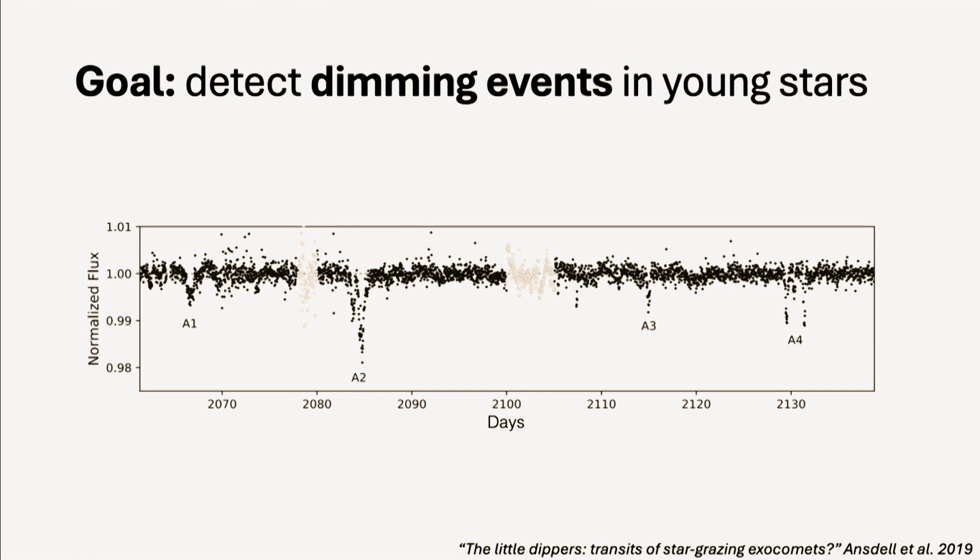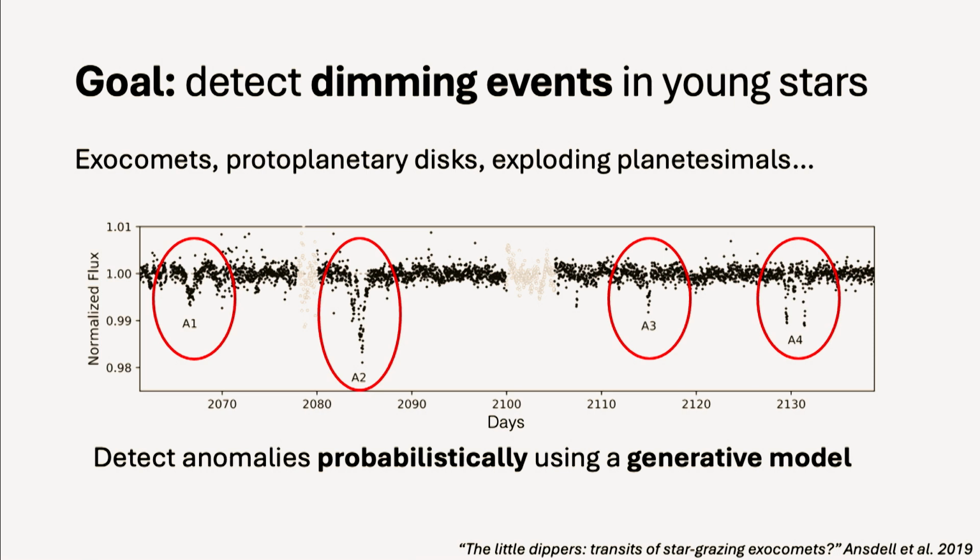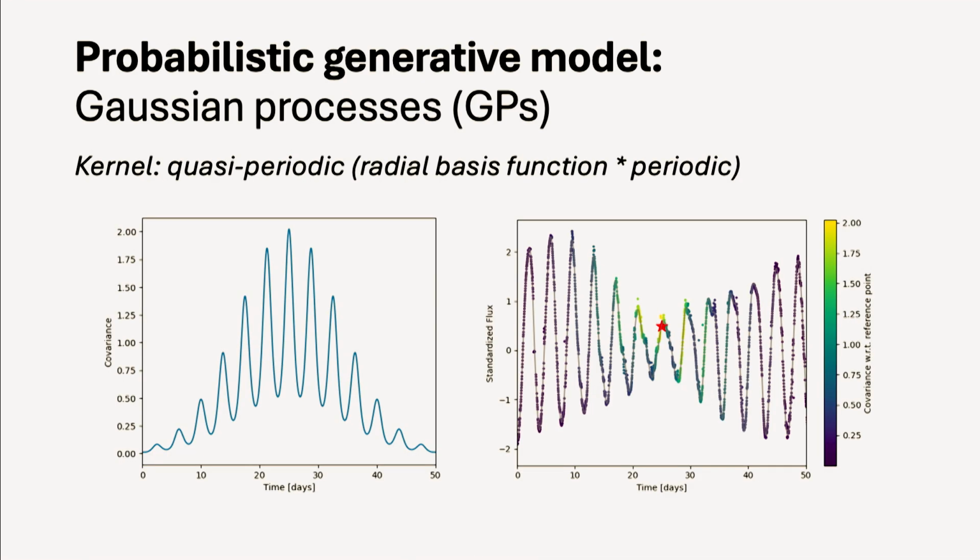And these events are poorly understood. There's a variety of things that they can be. These 4 examples here in red circles are exocomets, but they could also be protoplanetary disks occulting a star, or some exploding planetesimal, to name a few options. And the goal of this work is to detect these anomalies probabilistically using a generative model without assuming any physical parameters of the anomalies themselves.